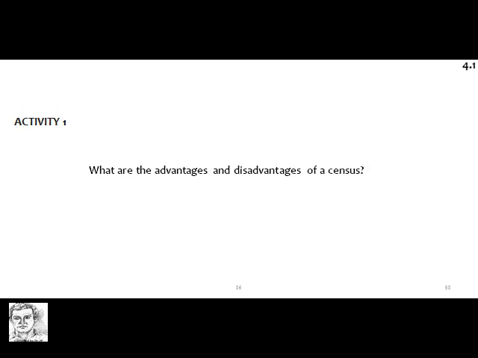Activity. What are the advantages and disadvantages of a census? What are the reasons for sampling? When is a census appropriate?